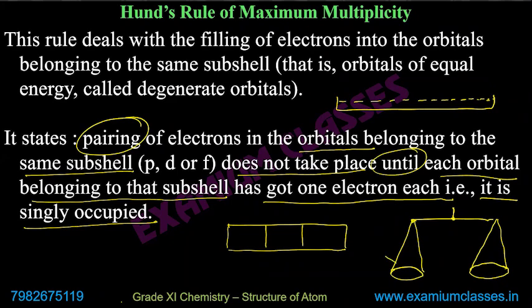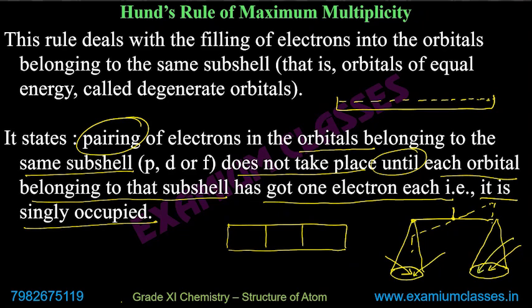So in this case, suppose I have something here, it will get imbalanced like this. To balance it, first I'll have to put one here also. After that, I can have a second one here, then again it will be imbalanced.